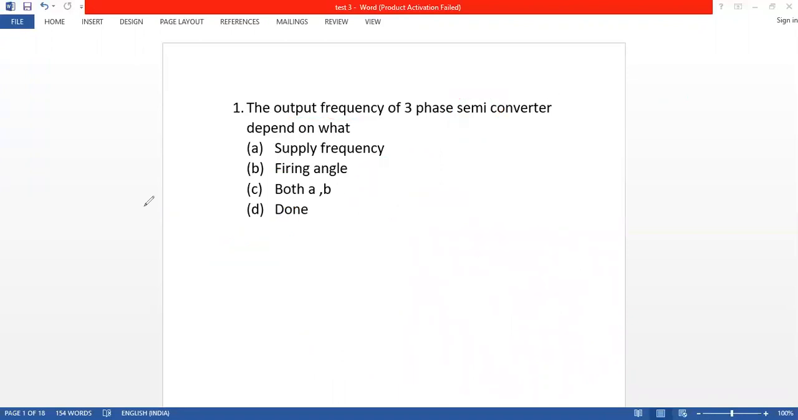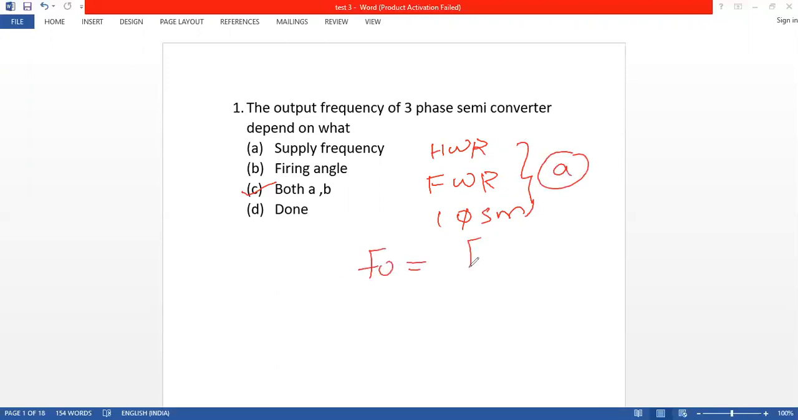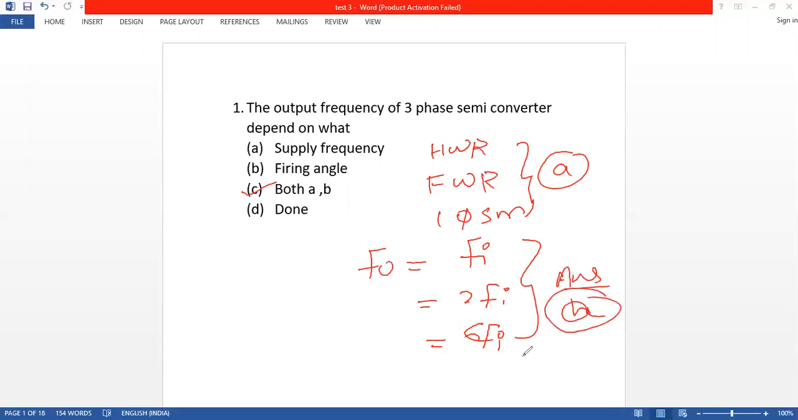So what is the correct answer here? Answer is C. If it is a half wave rectifier, full wave rectifier, or single phase semi converter, then answer is A only. Output frequency is fixed, that is Fi in half wave rectifier, 2 times Fi in full wave rectifier, 6 times Fi in 3 phase full wave rectifier. So answer will be A for everything other than the 3 phase semi converter. Hope you have understood the solution.